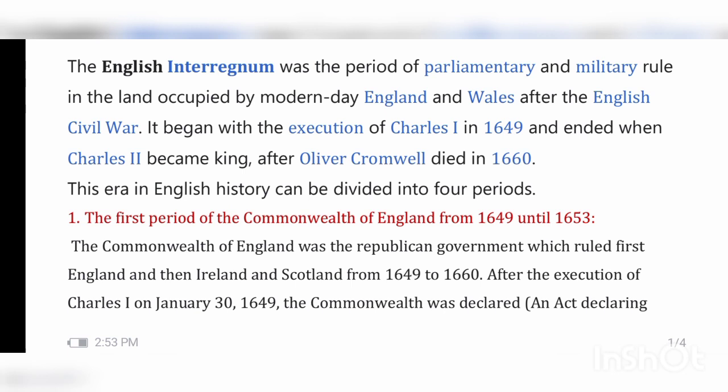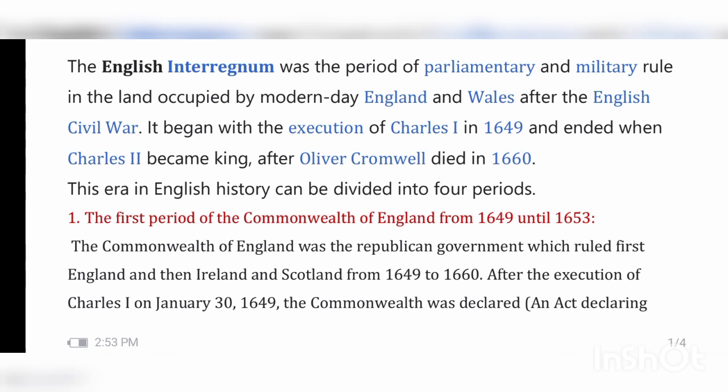The English Interregnum was the period of parliamentary and military rule in the land occupied by modern-day England and Wales after the English Civil War. It began with the execution of Charles the First in 1649 and ended when Charles the Second became king after Oliver Cromwell died in 1660.